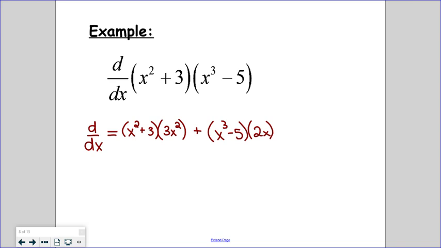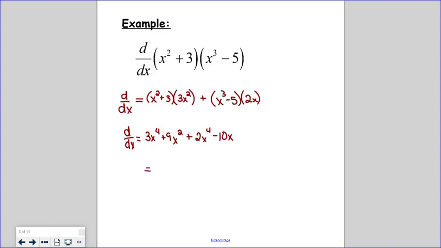As always, in a free response format, we could totally stop there. Typically, we are using this for something where we would want to clean that up a bit. So ways that I would clean that up would be to distribute on both of those and combine my like terms. If I were to distribute, we would get 3x to the fourth plus 9x squared, 2x to the fourth minus 10x, which would give us 6x to the fourth plus 9x squared minus 10x, just an equivalent form of the same answer.